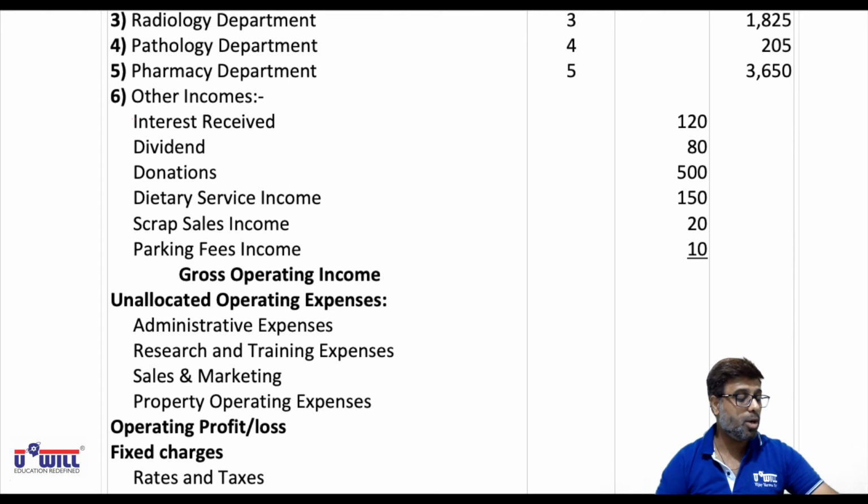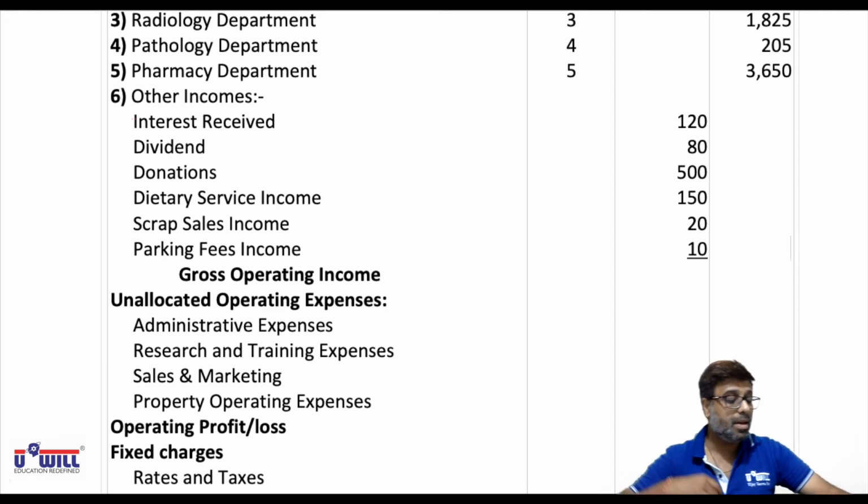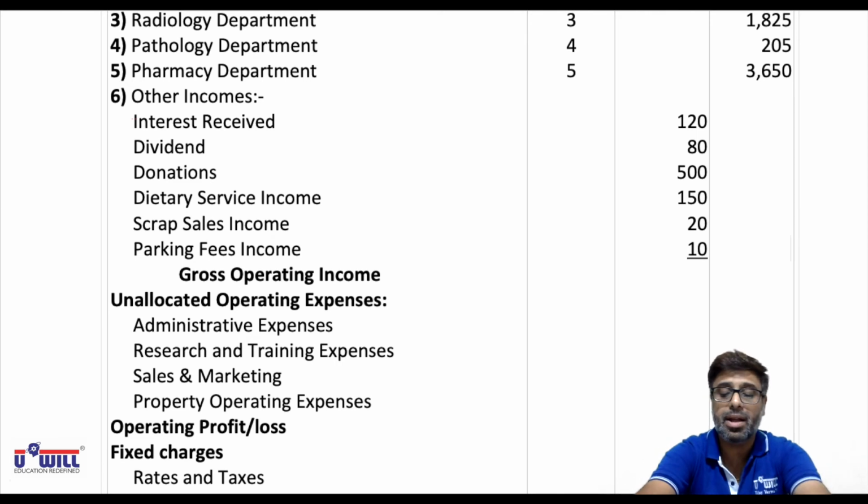All of you do it. 120 plus 80 plus 500 plus 150 plus 20 plus 10. 880. What is the total of other incomes? 880. Okay.